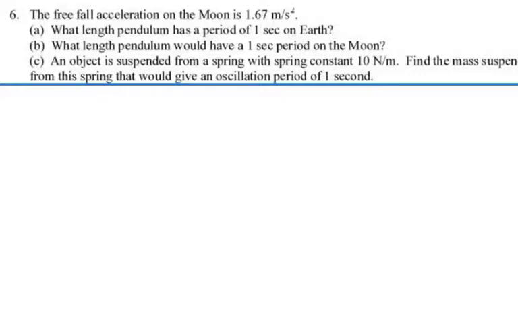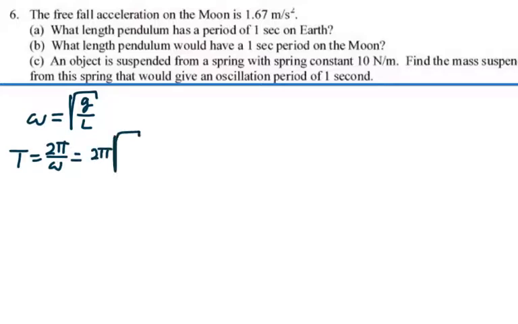Good question. In general, for all these simple harmonic motion problems, we're interested in the angular frequency, and for a pendulum problem, that is the square root of g over the length of the pendulum. And hence the period, which is 2 pi over the angular frequency, is going to be 2 pi times the square root of the length over g.